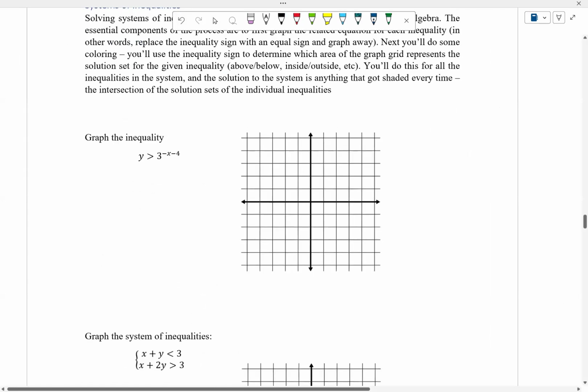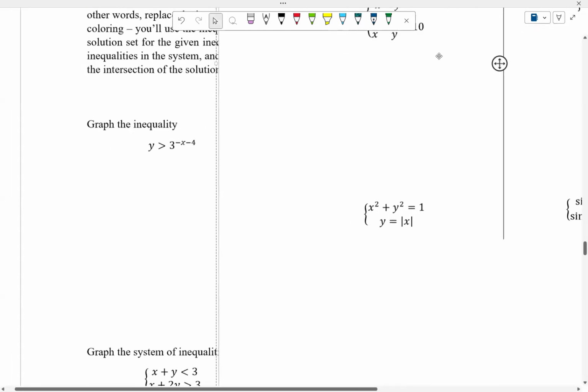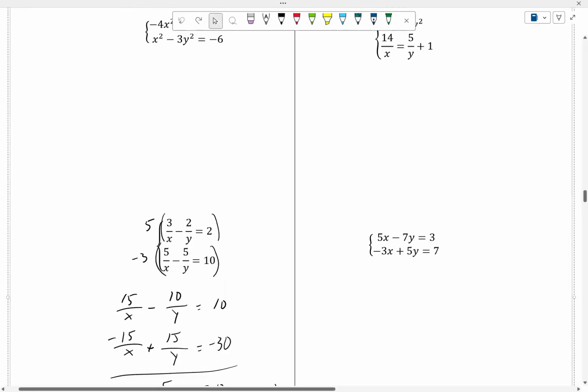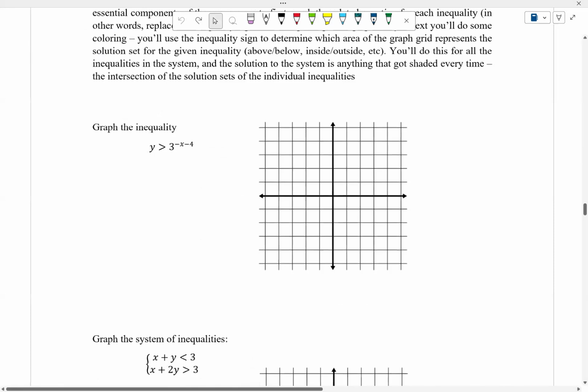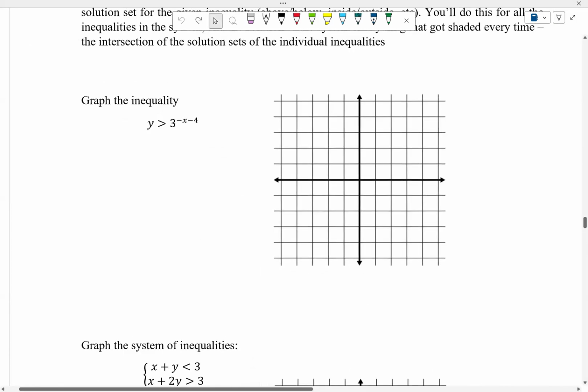I'd like you to discuss what this graph looks like before you put anything on paper.